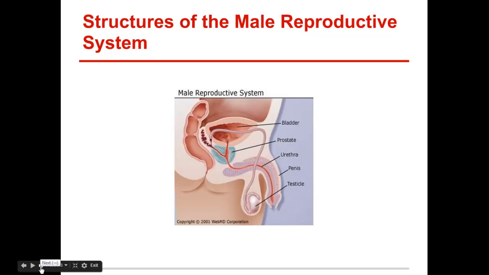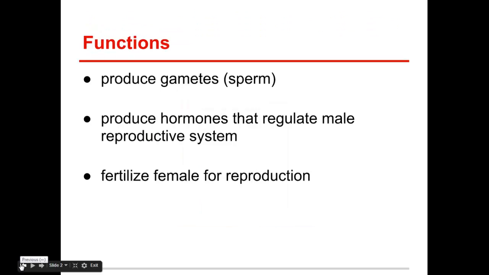Below you have a diagram of the structures of the male reproductive system. You must be able to label this diagram for the regions. And now we'll start with the structures of the male reproductive system. If we go back 2 slides, we have the functions. Again, we need to be able to make gametes, make hormones, and fertilize the female. So we'll see that the male reproductive system is especially structured to be able to fulfill these 3 functions.